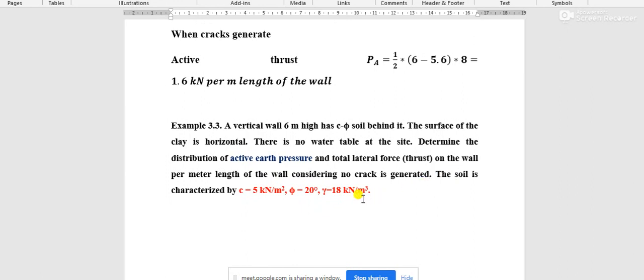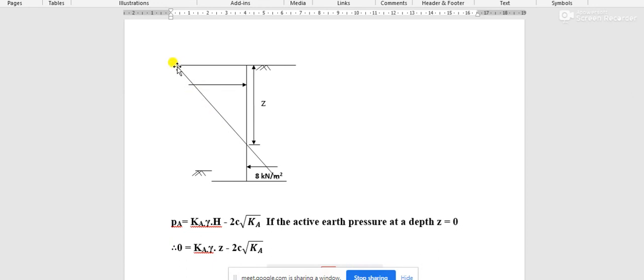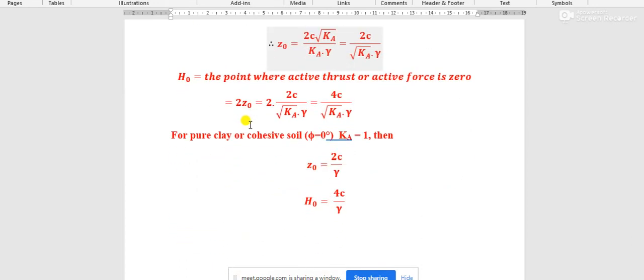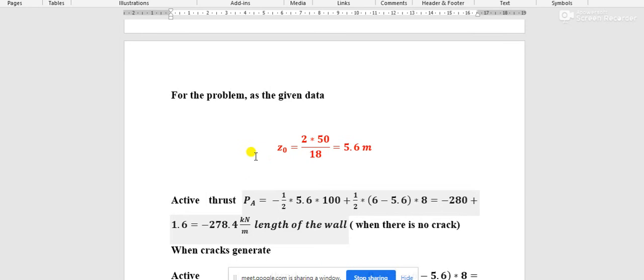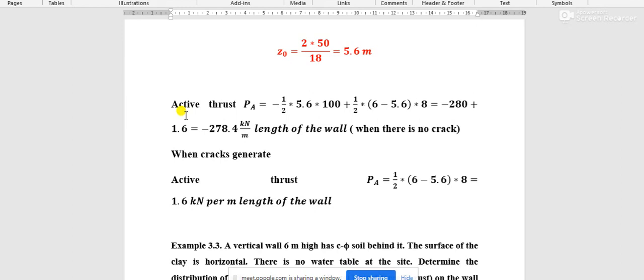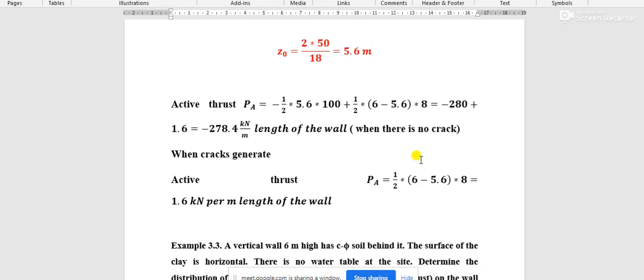Okay, you have to calculate the Ka considering phi is equal to 20, and you have to consider a different value of C, which is 5 kilonewton per meter square. After that, you have to draw the earth pressure diagram. That earth pressure diagram will be different from that, and finally you have to calculate the Z0, where the value of active earth pressure is 0, and finally you have to calculate active thrust considering there is no crack formed at the connection of the wall and the soil.